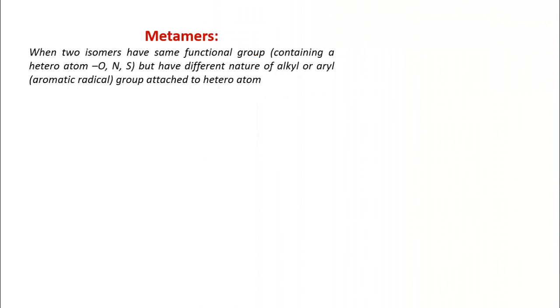What is metamerism and what are metamers? When two isomers have the same functional group but different nature of the alkyl group or the aryl group attached to the heteroatom, we call it metamerism, and the isomers are called metamers. Let me explain this concept with an example of the ethers.